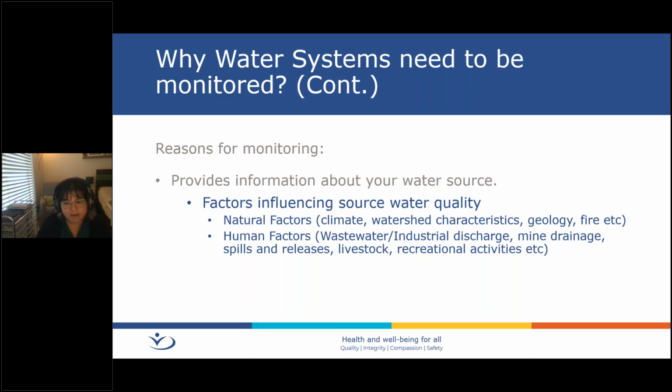First of all, it provides information about your water source. So water quality and quantity fluctuates seasonally and is weather dependent. And it's based on any nearby land use activities like industrial, agricultural, recreational uses. So by monitoring, it provides useful data for the water supply to determine what treatment needs to be installed.